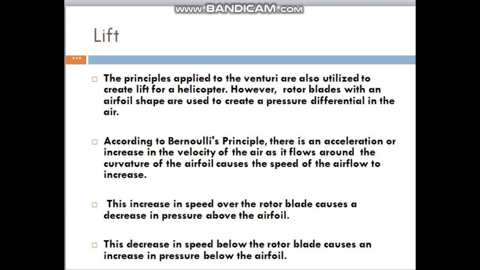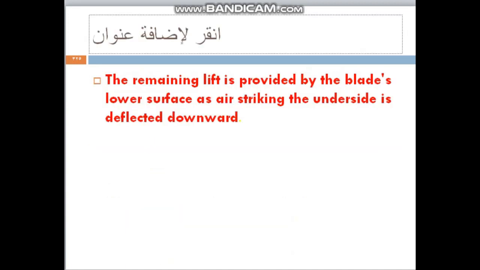This increase in speed over the rotor blade causes a decrease in pressure above the airfoil. This decrease in speed below the rotor blade causes an increase in pressure below the airfoil. The remaining lift is provided by the blade's lower surface as air striking the underside is deflected downward.